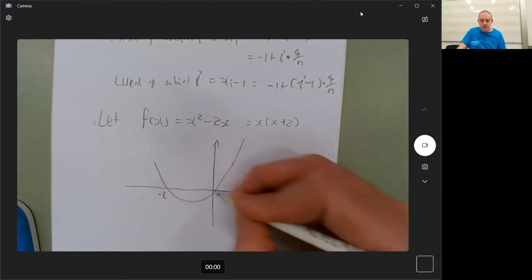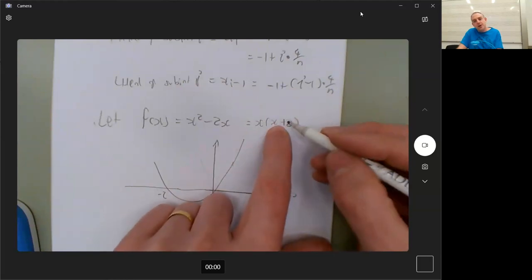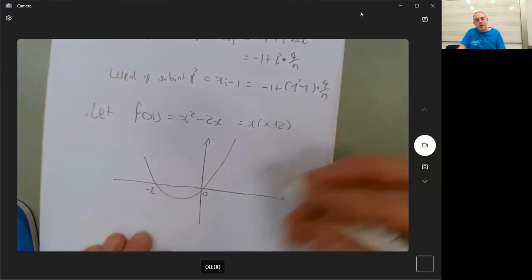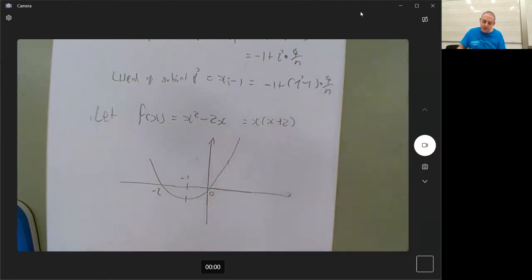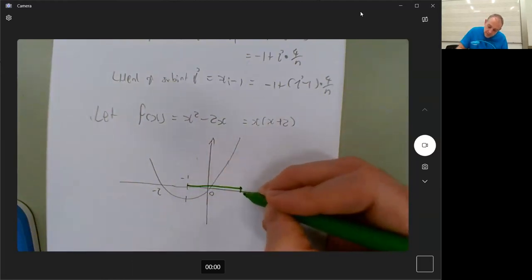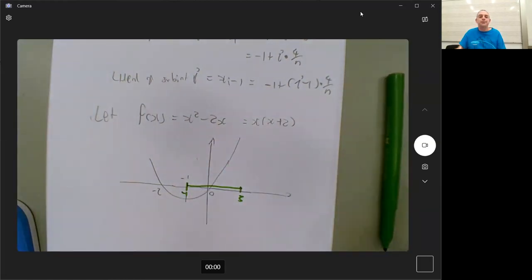Anyway, this has zeros at 0 and -2, like that. You know, x equals 0 makes it 0, and x equals -2 makes that 0. And it's a parabola, which means the turning point's at -1, halfway between. And so the zone I'm looking at here, which is from -1 to 3, it's increasing on that zone.